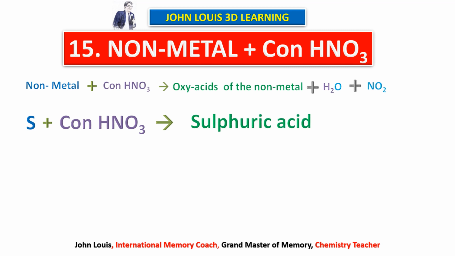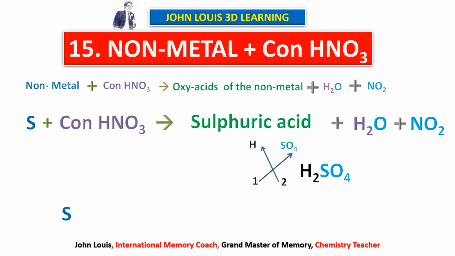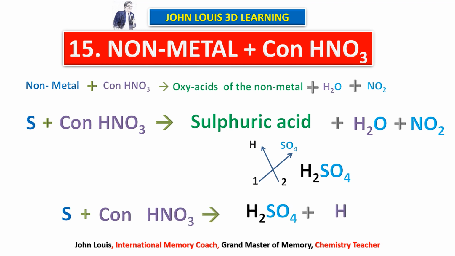Sulfur gets converted into the oxy acid of sulfur, which is sulfuric acid, plus water, plus what do you get? Nitrogen dioxide. Okay, how can you write the equation? Sulfuric acid, we know, is H2SO4. Therefore, what is the equation? Sulfur plus concentrated nitric acid gives H2SO4 plus H2O plus NO2.